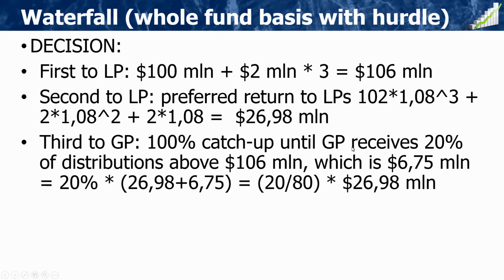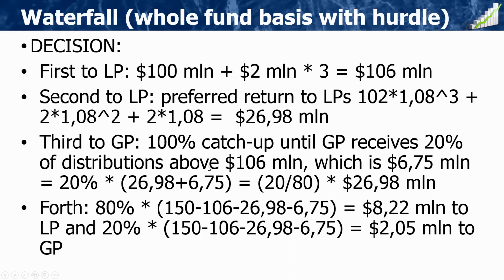Then the general partner should receive something after that if we have enough capital. If you do the math, you will get that he will receive $6.75 million US. And the equation to check that is 20% multiplied by the sum of 2 amounts, which is step 2 and step 3, it should equal 80 to 20. So that's how it works. A little bit complicated, but actually quite easy. And then we still have some capital, and we split that 80-20. So 80%, which is 8.22 million, goes to limited partners, and 2.05 goes to the general partner.